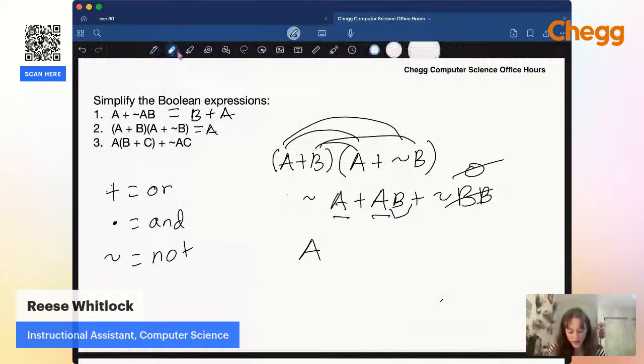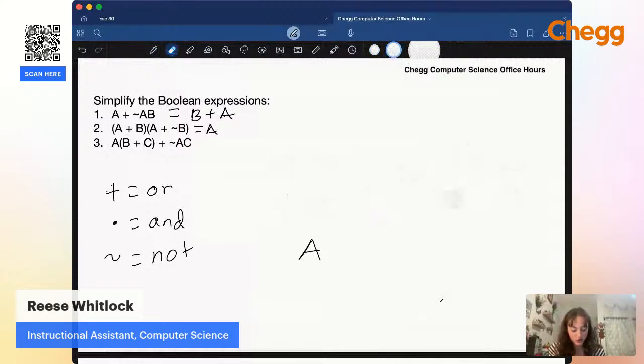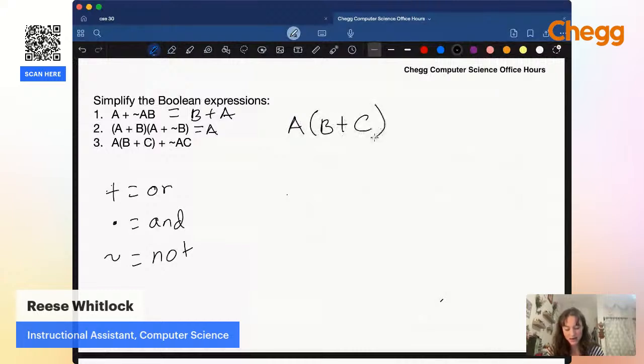If and only if. If you guys are in any discrete math courses, you know, if and only if and proofs is really important. So the third problem I'm gonna get into is A and B or C, and not A and C.